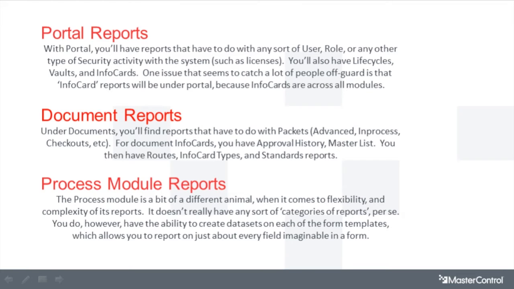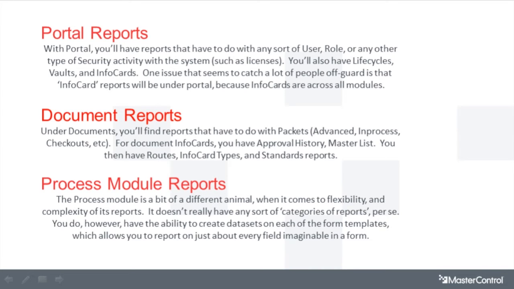Document reports, you've got reports that have to do with packets, advanced and process checkouts. Document info cards, you've got the approval, history, and master list. And you also have routes, info card types, and standards reports.